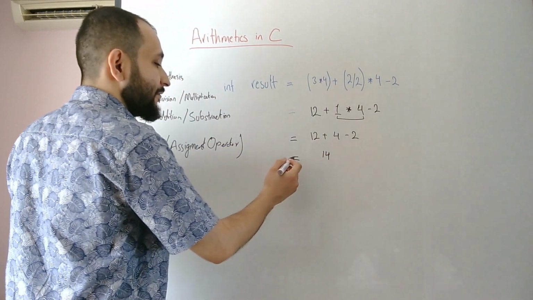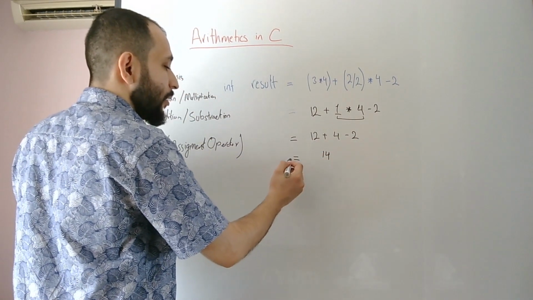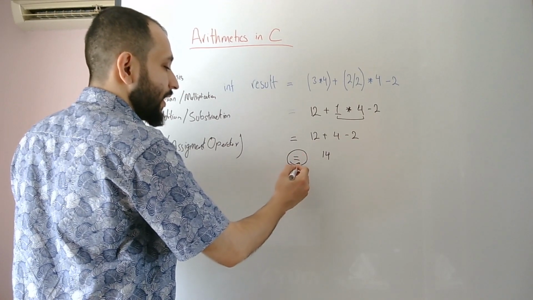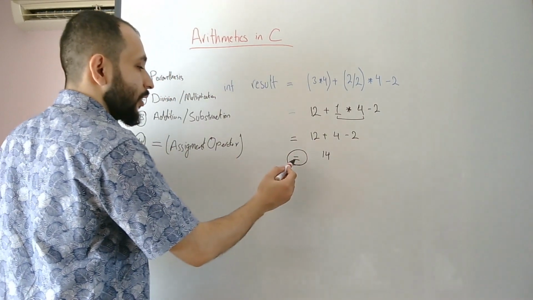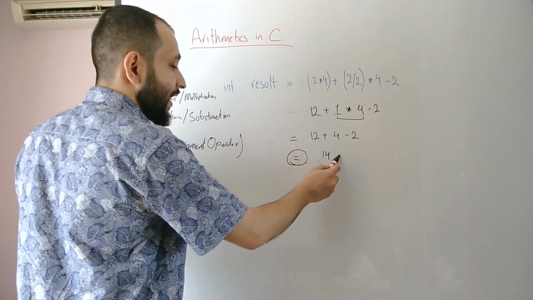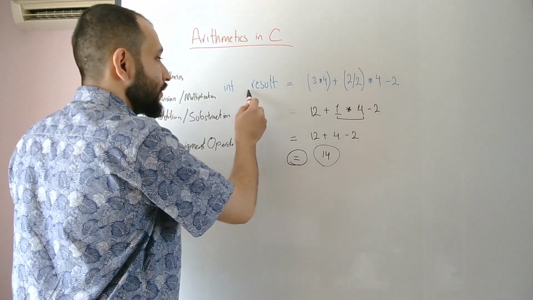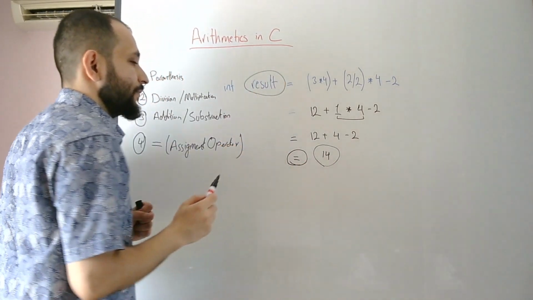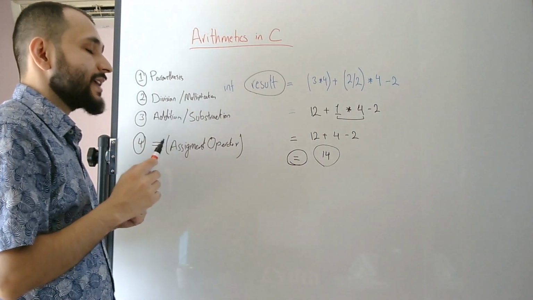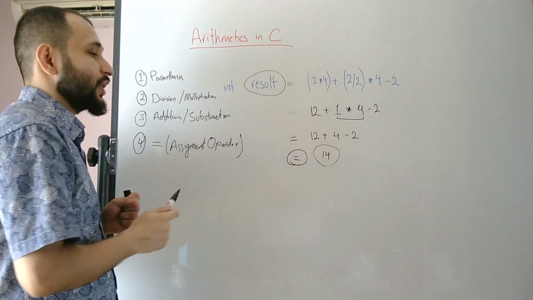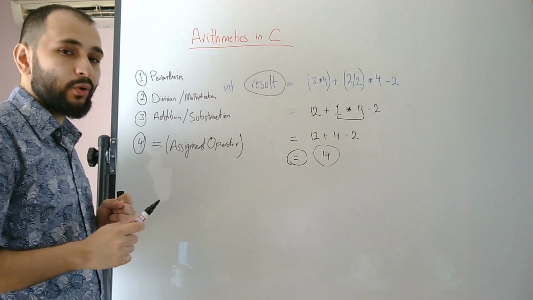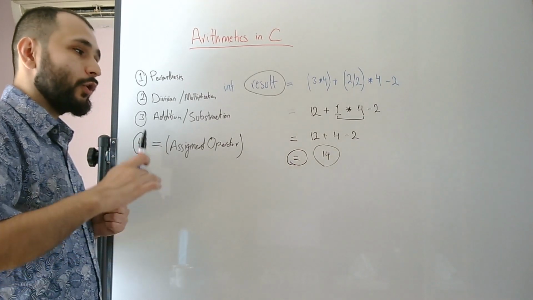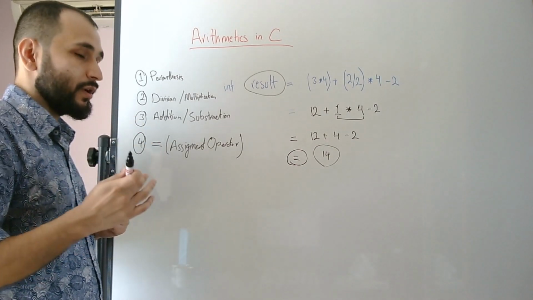And that's it. Finally, the last operator that is going to be evaluated is this assignment operator, which assigns the value of 14 to this result variable. That is how this expression is going to be evaluated in the C programming language. And now we can go to our laptop and see the result there too.